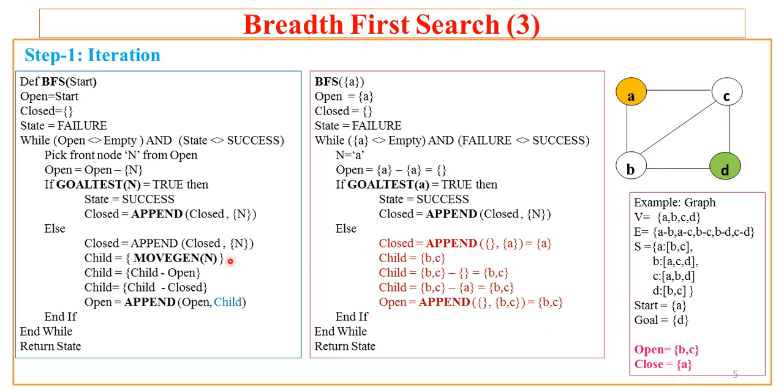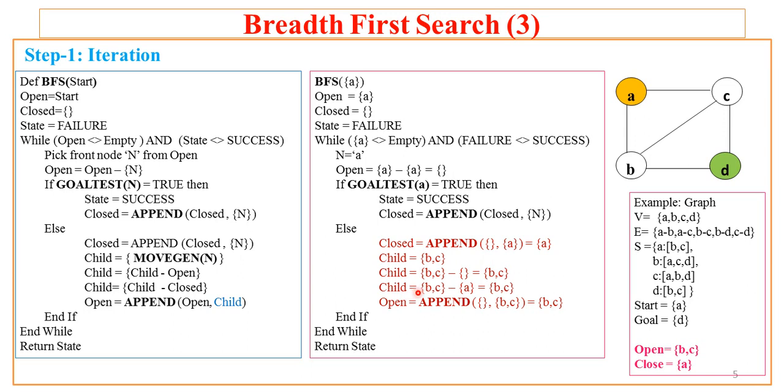Now it calls the move gen. So what is move gen of node A? It is nothing but B C. So see here, it searches the search list S. As it found A, it takes B and C as the immediate successors of A, and those are stored in the child list. So here is the child list, and after that it tries to remove from the child list whatever is in the open. As open is empty, there is nothing to remove from child. So B C is the current status of the child.